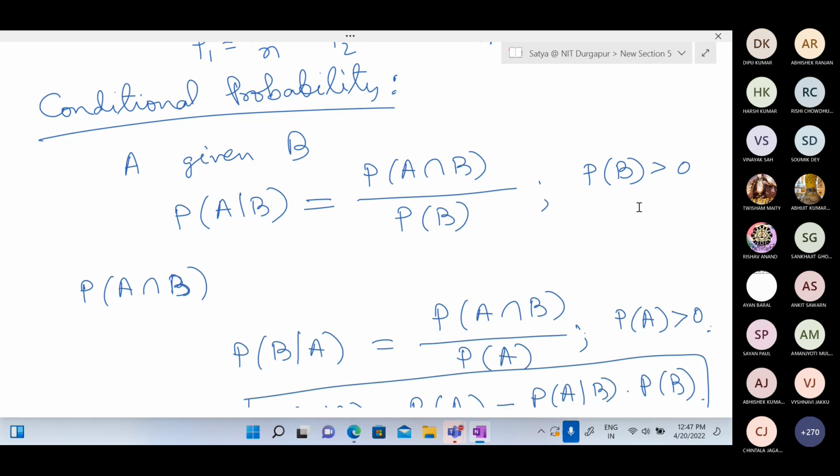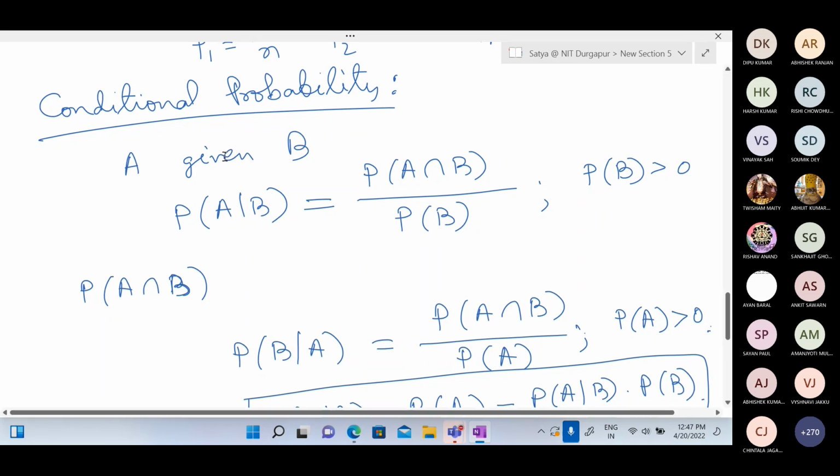You can sense it this way: if B does not happen, A never happens, because B must happen first, then A can happen. So there is no question of defining the probability of A given B. That's why I have taken here the probability of B greater than 0.